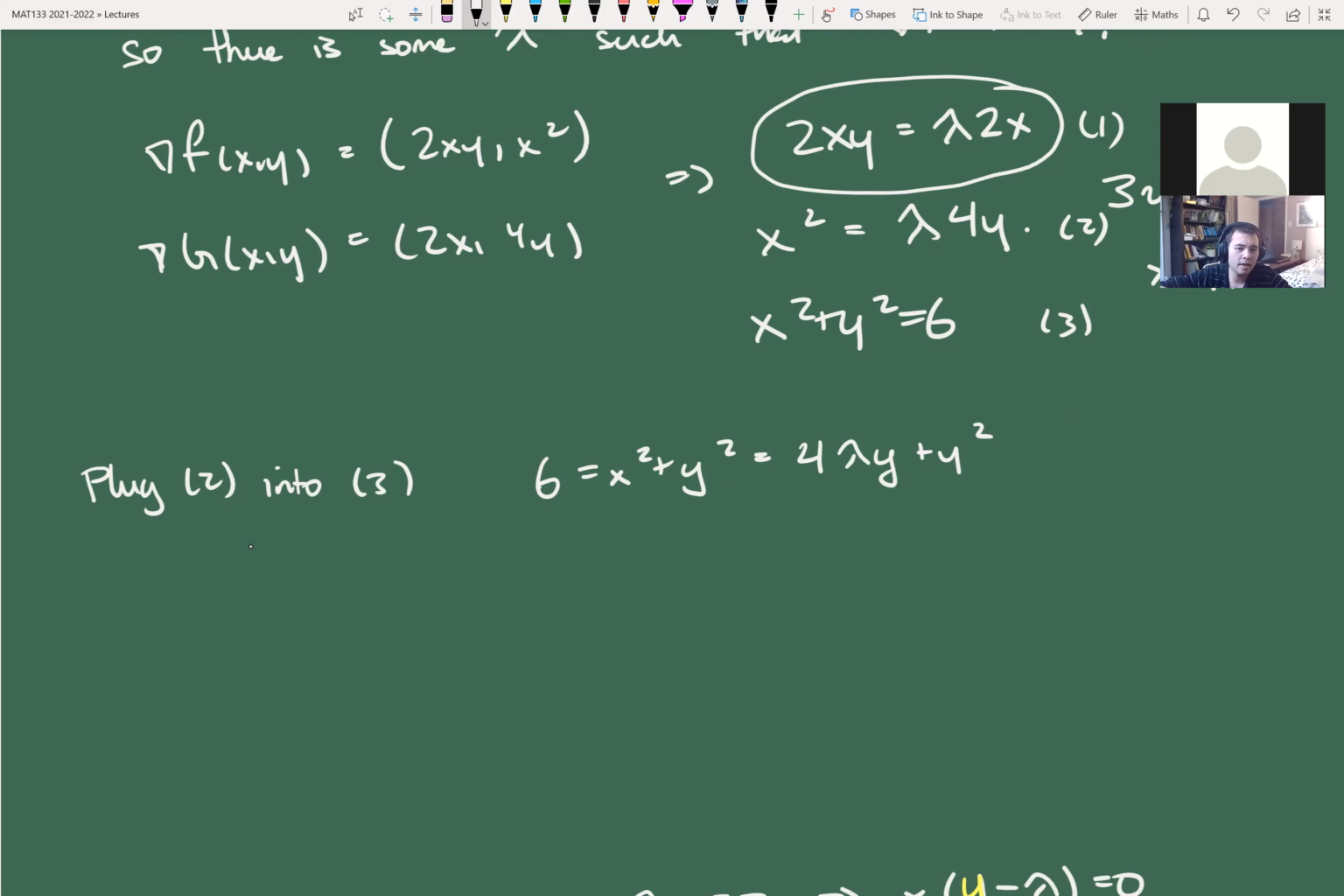Okay. And then, yeah, we could do something like, so from this first equation here, maybe let me just get rid of the 2's. The 2's are kind of annoying me. So xy is equal to x lambda.